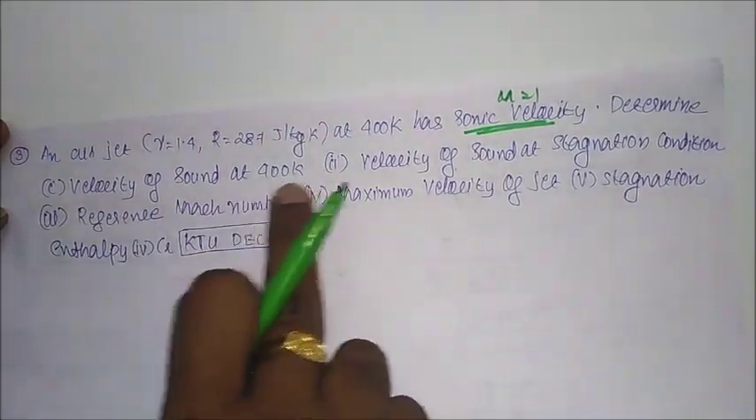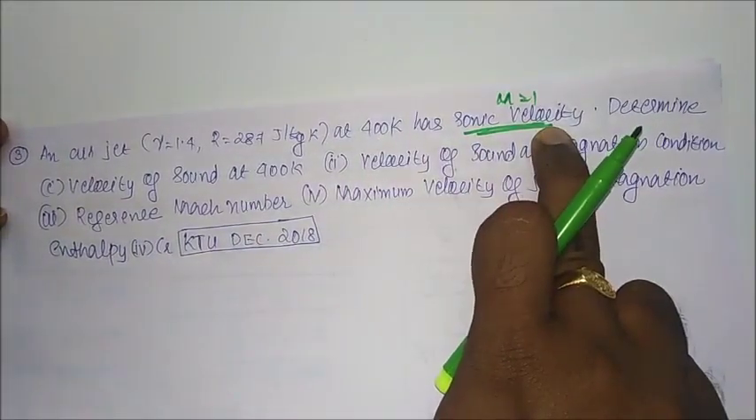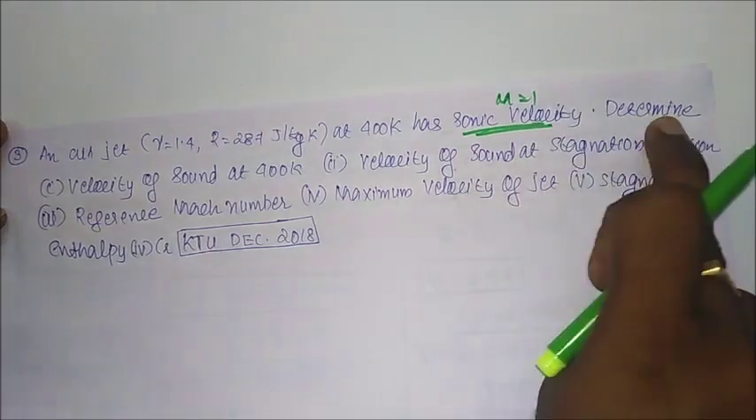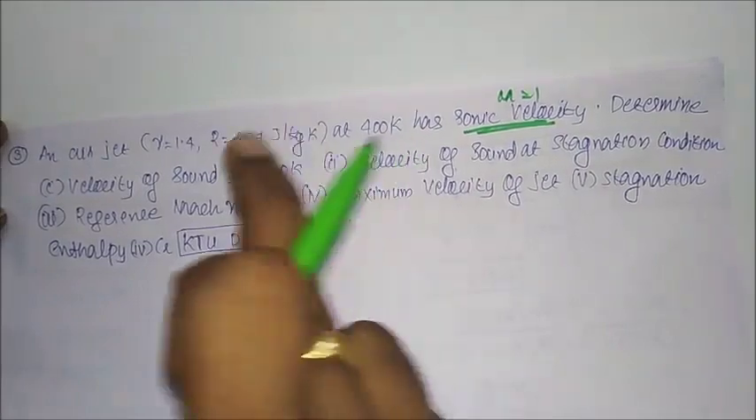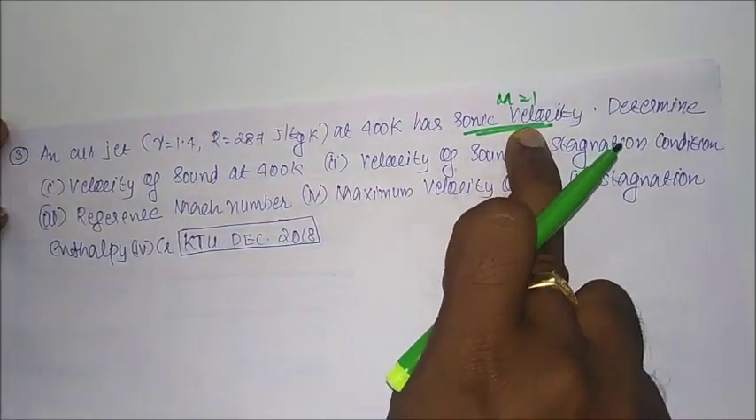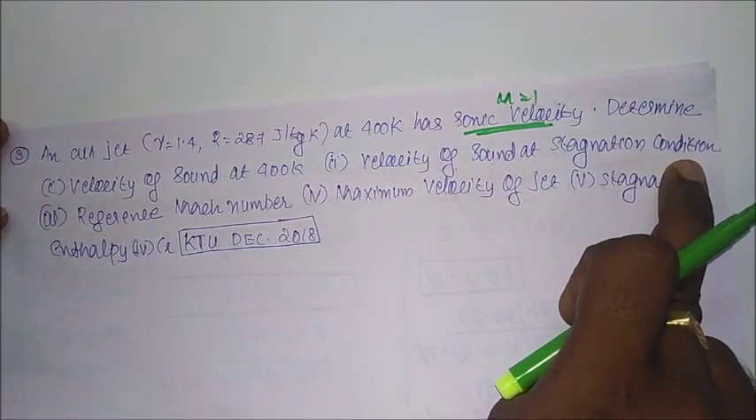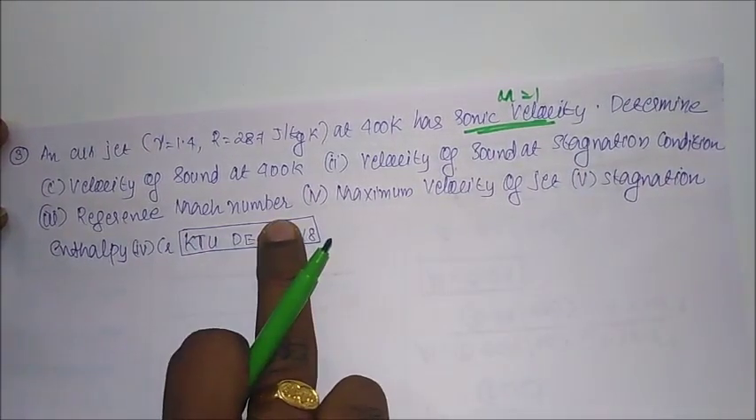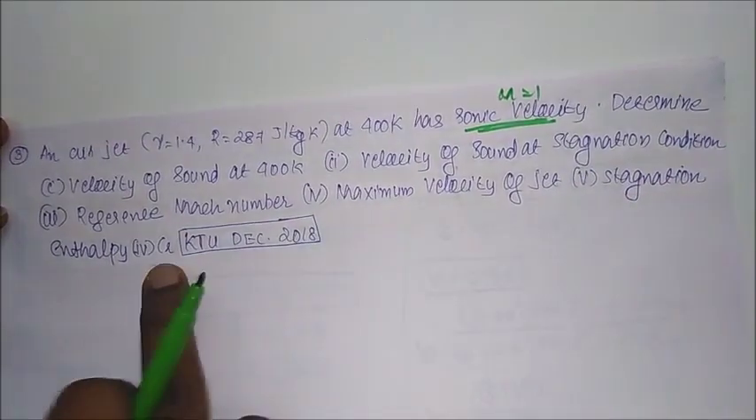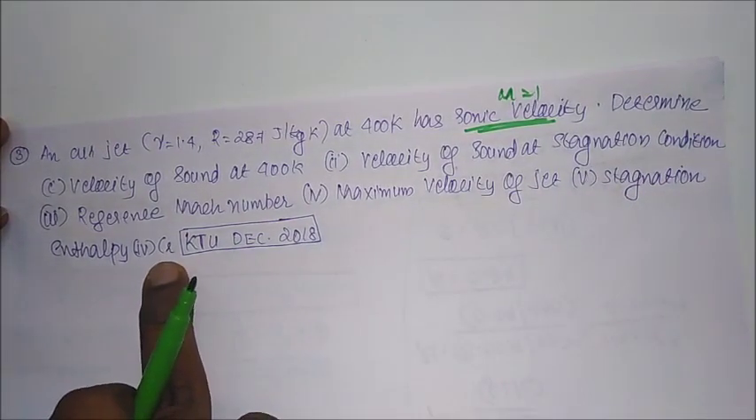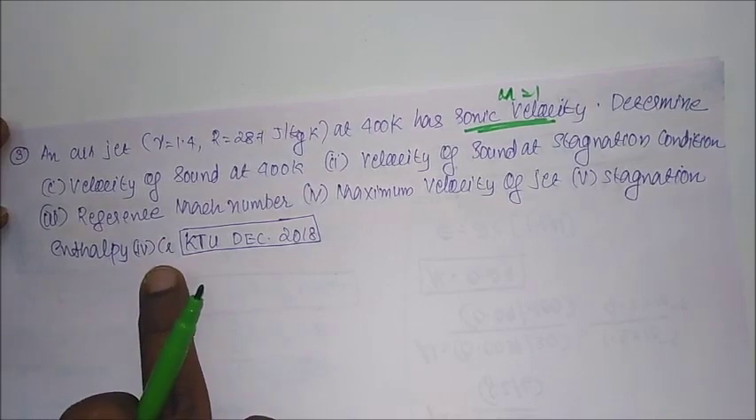At 400 Kelvin, the velocity is the sonic one. Therefore, determine the velocity of sound at 400 Kelvin, that is, the sonic velocity. The velocity of sound at stagnation condition is represented by A0. The reference Mach number is M star. The maximum velocity of the jet is C max. The stagnation enthalpy is H0. And we have to find CR. What is CR? CR is the Crocco number, and we have to find its value.